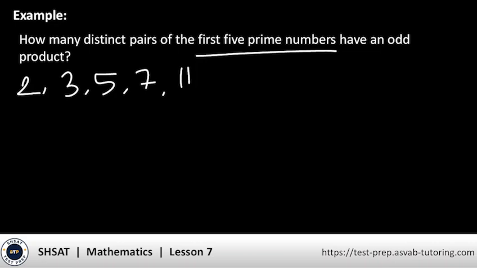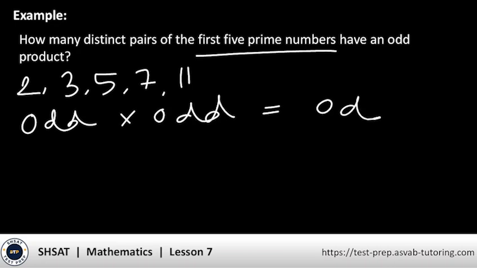So how many distinct pairs have an odd number? The product of 2 odd numbers is always an odd number, okay? So any odd number that you have times another odd number is always going to be an odd number. You can also try it out for yourself. Like if you do 3 times 5, that's an odd number. 5 times 7, 35, that's an odd number. So any odd number with an odd number is always an odd number.